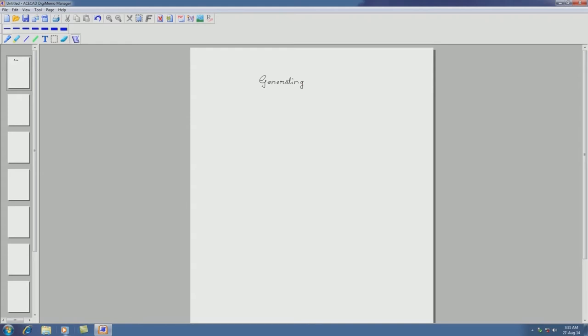In today's lecture, we will be discussing generating functions. We have already discussed in our previous lecture the idea of a discrete numeric function.